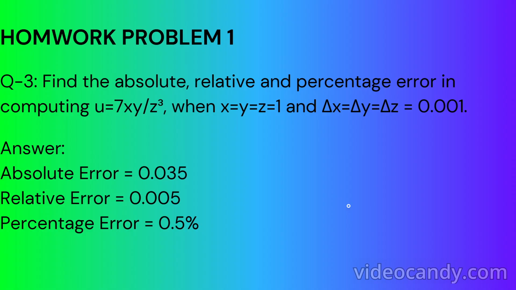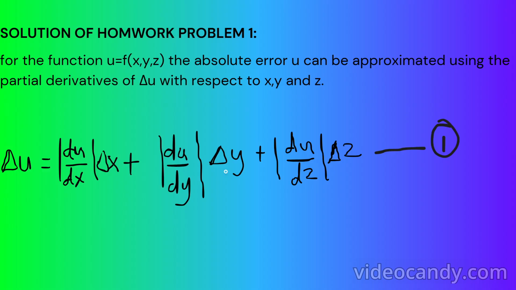Okay, so these are the homework problem 1. The first homework problem is find the absolute, relative and percentage error in computing u equal to 7xy per z cos theta when x equal to y equal to z equal to 1 and triangle x equal to triangle y equal to triangle z equal to 0.001. So these are the answers.